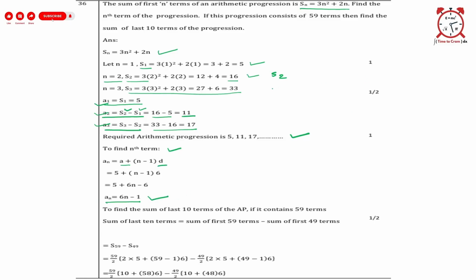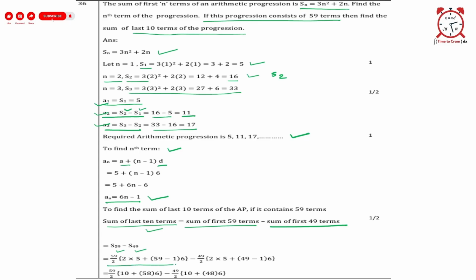Now after that we have to find the sum of the last 10 terms of the progression. The total number of terms is 59, as given here: the progression consists of 59 terms only. So we write the steps: sum of the last 10 terms equal to the sum of 59 terms minus the sum of 49 terms. This is very clear. From the sum of 59 terms, if we subtract the sum of 49 terms, we get the sum of the last 10 terms. So S59 minus S49.